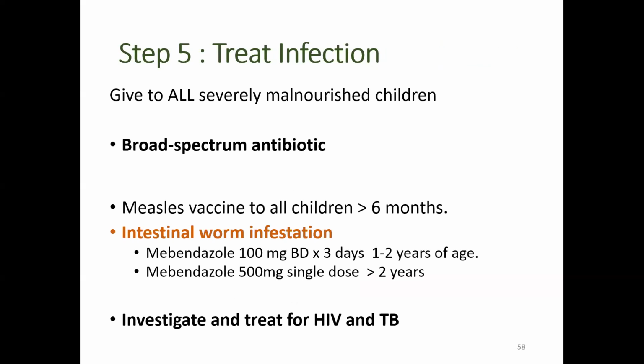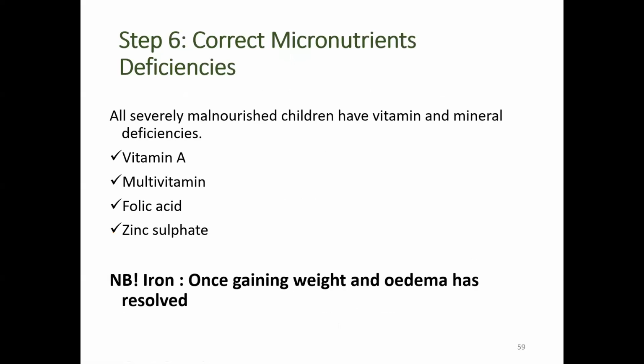Treat the infection. You treat them with a high-dose broad-spectrum antibiotic. Depending where you are, you can start with ampicillin and gentamicin. And also make sure you give them treatment for intestinal infestation, the mebendazole. For those between 1 and 2 years, you can give 100 milligrams BD for 3 days. For those over 2 years, you can give 500 milligrams as a single dose. So infection should be treated correctly.